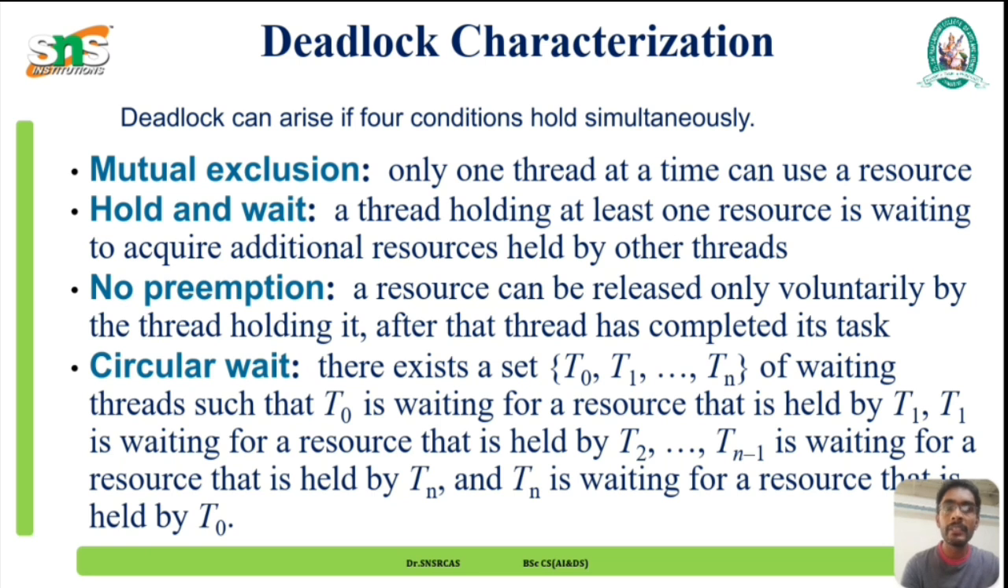And coming to circular wait, here a task is waiting for another resource. That resource is utilized by a second task, and the second task is waiting for a third resource, which is utilized by a third task. Vice versa, the final task may be waiting for the resource held by the first task. So there exists a set of tasks or threads termed T0, T1, T2, up to Tn, and resources termed R1, R2, R3 and so on.